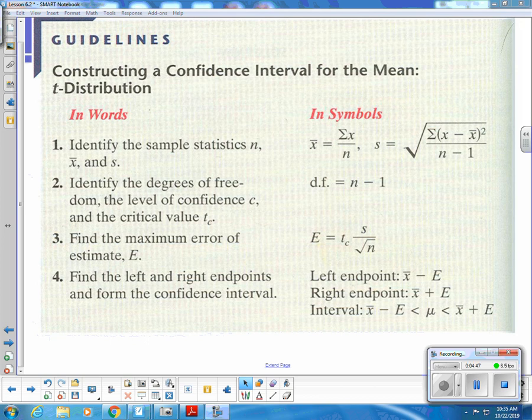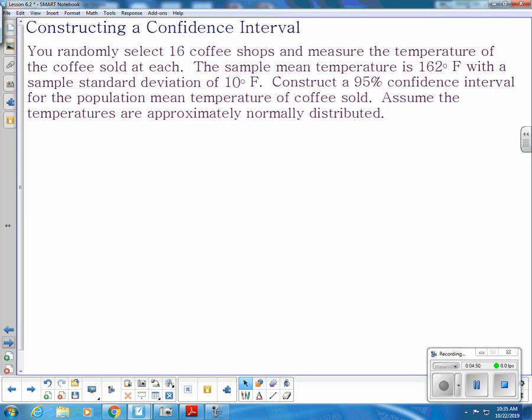Ready? All right, here we go. We're going to try it. You randomly select 16 coffee shops and measure the temperature of the coffee sold at each. The sample mean temperature is 162. The sample standard deviation is 10 degrees. Construct a 95% confidence interval for the population mean temperature of coffee sold. Assume the temperatures are approximately normally distributed. So figure out your n. What is your n? 16. Figure out your sample mean. 162. Figure out your sample standard deviation. 10.